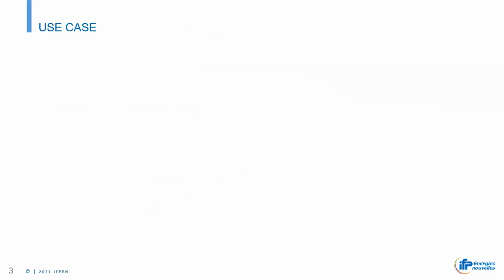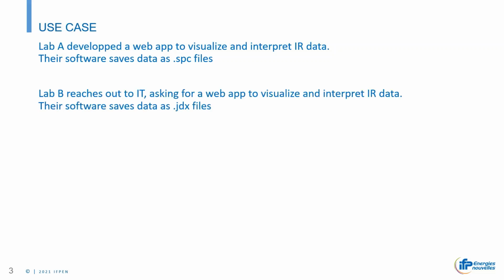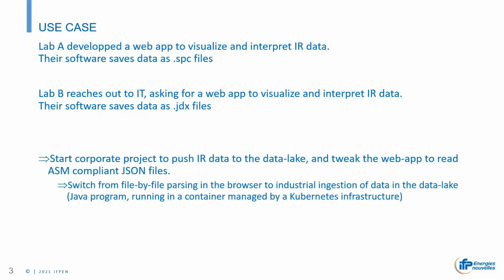So what's the use case? We have a lab A. They developed a web app to visualize and interpret infrared data. They have a software that saves data as SPC files, so they developed an application that does this. We have a lab B, and they reach out to corporate IT, so myself, and say, oh, I want a web app to visualize and interpret the infrared data. But they use a different software, and it uses JDX files. We could just modify the web app to read both data formats, but we would be stuck when the third one comes in.